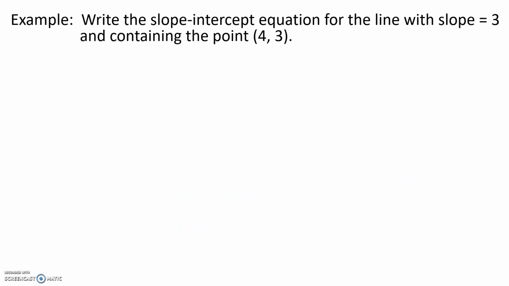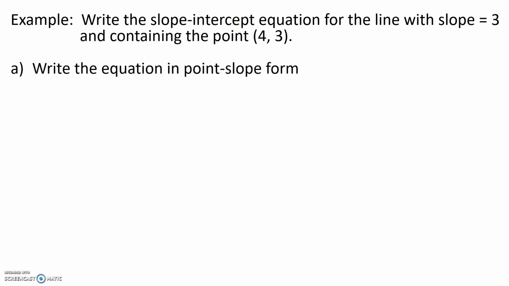Here's another example. Write the slope-intercept equation for the line with slope equal to 3 and containing the point 4, 3. Even though we want the equation in slope-intercept form, we will start by writing the equation in point-slope form. In point-slope form, which is y minus y1 equals m times x minus x1, we need the slope. In our case, the slope m is equal to 3. And we also need a point on the line x1, y1, which is 4, 3. So x1 is 4 and y1 is 3.